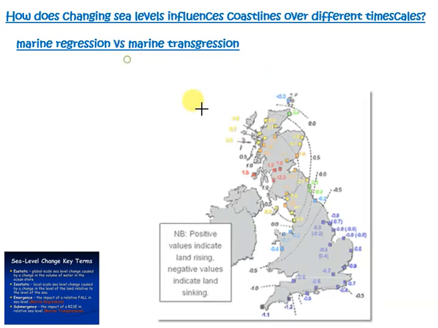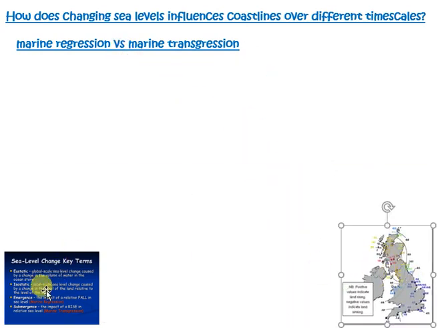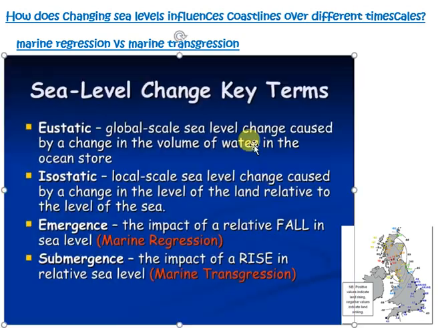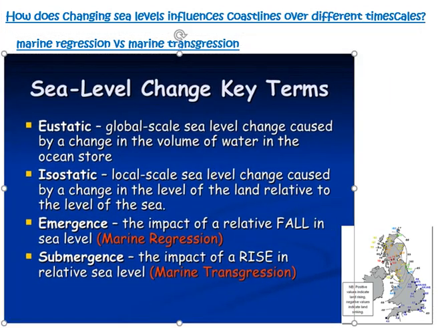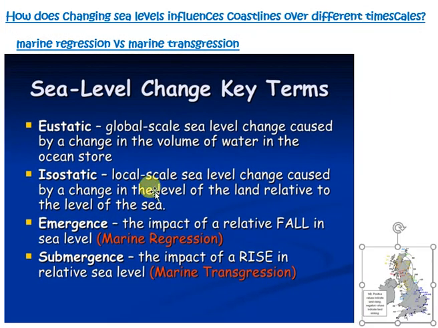Eustatic change is always global. You put more water into the oceans, then the sea levels increase. Whereas isostatic change is local, just like we've just seen. If land is emerging, then obviously we've got marine regression, the sea is in effect going backwards. If land is submerging, then the relative sea level is rising and we've got marine transgression.